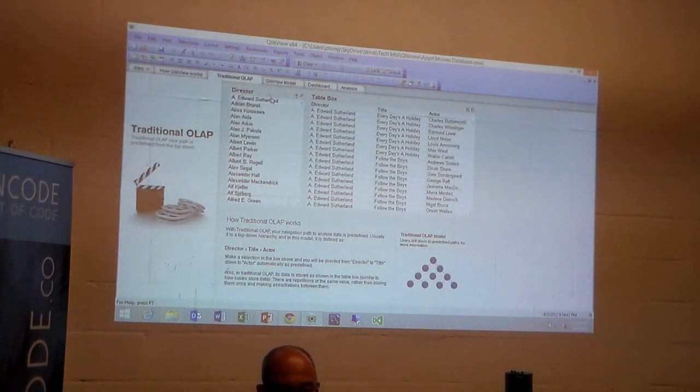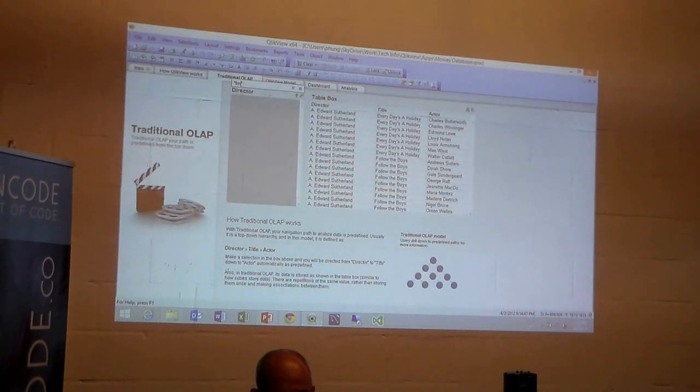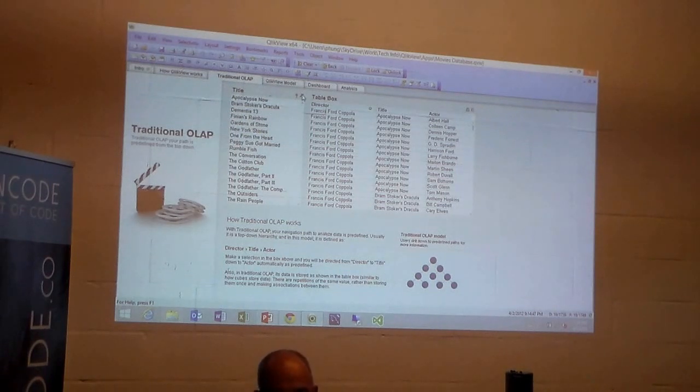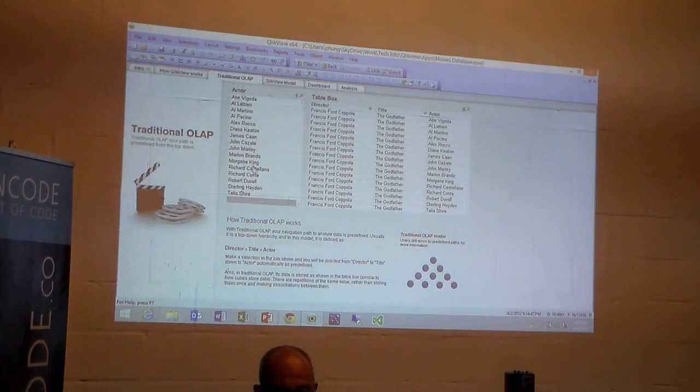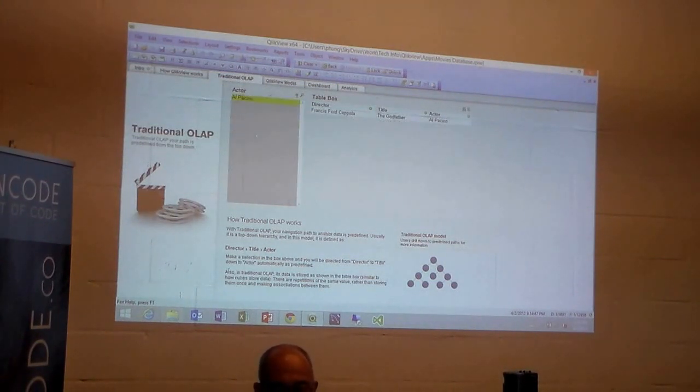So this is an example of how traditional OLAP works. This is an example of a movie database, and how you search for a movie director. Let's say you search for, for instance, Francis Ford Coppola. And then after you search for that, you say, you know what, I love The Godfather, and I want to look for an actor in it, Al Pacino.